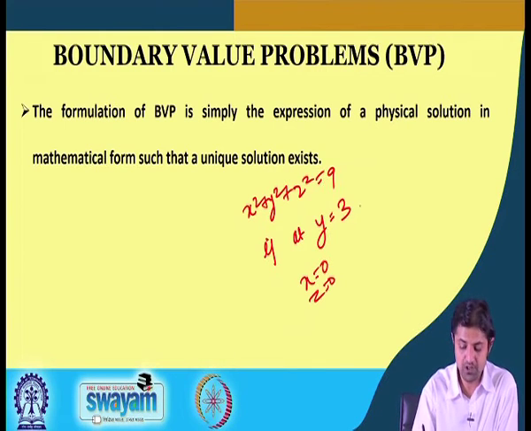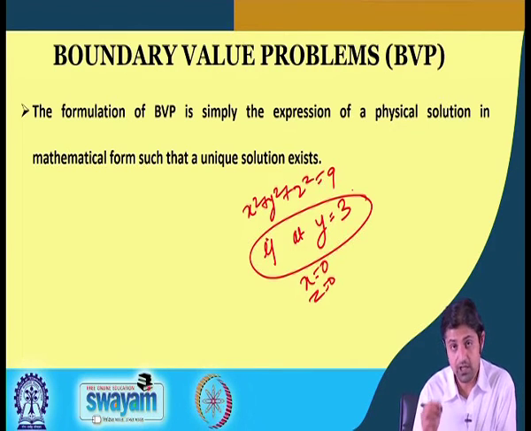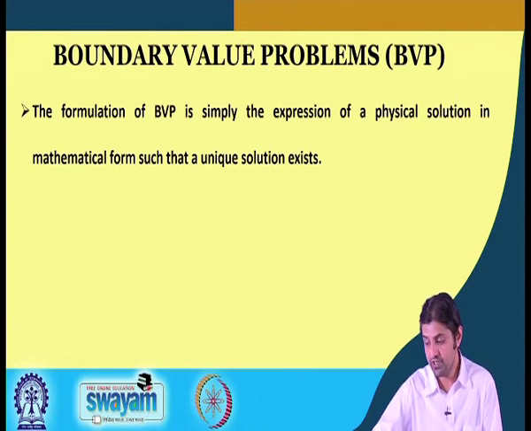I mean, we cannot exactly say this is a boundary condition, but I am trying to give an analogy that because of this boundary value there will exist a unique solution for a mathematical formulation, otherwise there could be an infinite number of solutions. All right.